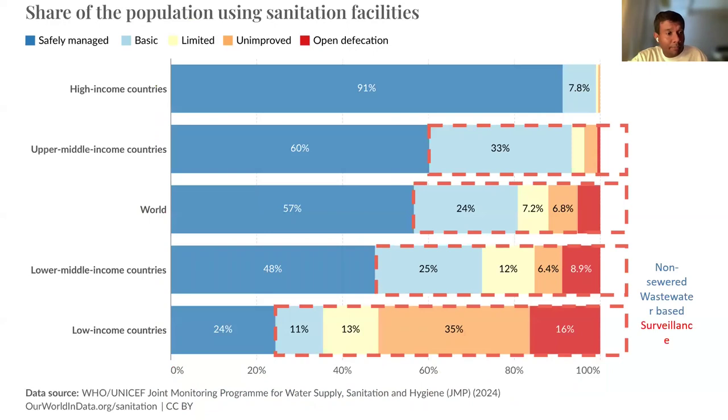Moving on, why do we need non-sewer surveillance? You can see the answer: a large proportion of people in the world are not connected to a proper sewer management system. So if surveillance is based on sewers, like a wastewater treatment plant, we are unable to see what is going on in terms of infectious disease for the people who are not connected to that system. That creates inequality. We neglect those people, and we might make decisions and interventions without understanding those dynamics. That's why non-sewered wastewater surveillance is very important, especially for low and middle income countries.